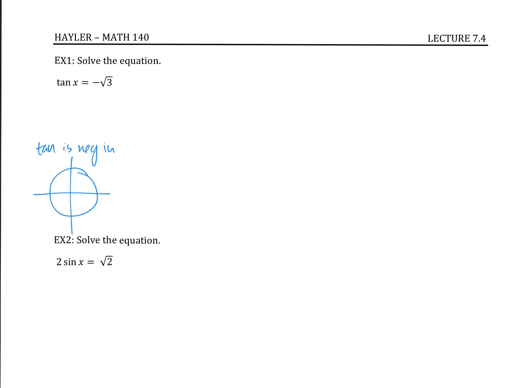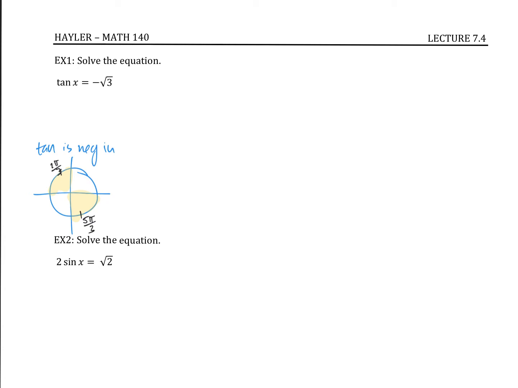Quadrant 2 and quadrant 4. That is where tangent is negative. Okay, and then tangent is going to be negative root 3 at 2 pi over 3. So right about here, 2 pi over 3. And then in quadrant 4, tangent is negative at 5 pi over 3. So this is from our basic unit circle.